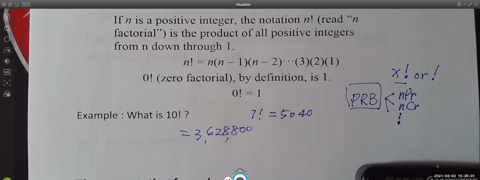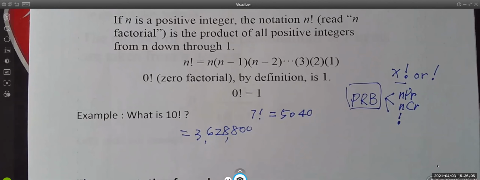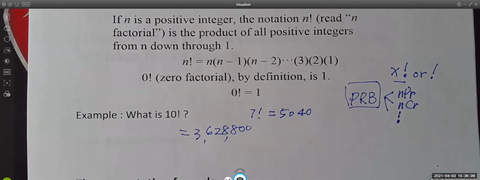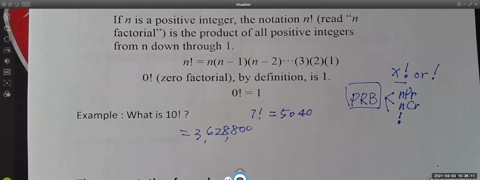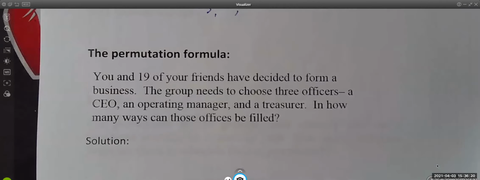So factorial calculation is a very powerful one. It's getting bigger really, really fast. Okay, now since we have this factorial done, let's develop the permutation formula through this example.